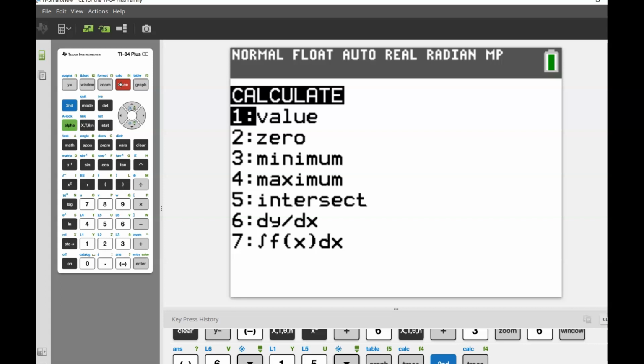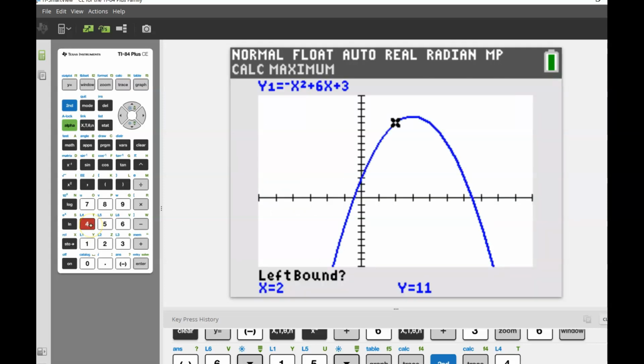So either of those could be a turning point of the parabola or an intersection. So if you had graphed more than one thing, it can find the place where they intersect. The two at the bottom are more calculus concepts that you'll cover at a different time. So right now I want to calculate the vertex and my parabola faced downward. So I'm going to choose choice 4, which is that maximum.